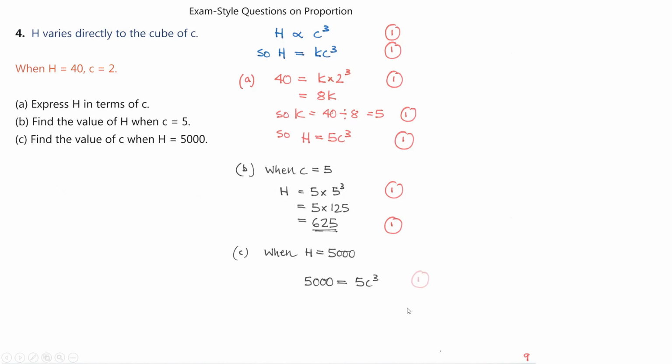When h is 5,000, we've got to find out what cubed times 5 makes 5,000. Okay, we'll divide both sides by 5, and you get c cubed is 1,000. This bit must be 1,000 if 5 times it makes 5,000. So c cubed is 1,000. What would you cube to make 1,000? If you're not sure, do the opposite thing, do the inverse, and cube root 1,000, and you get 10. So the answer is 10.